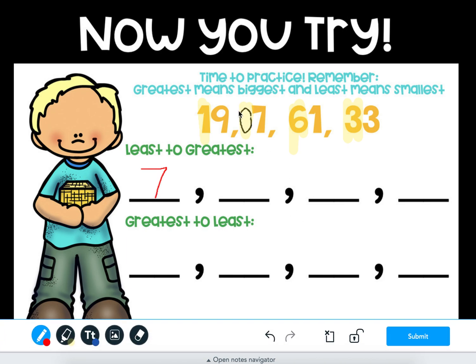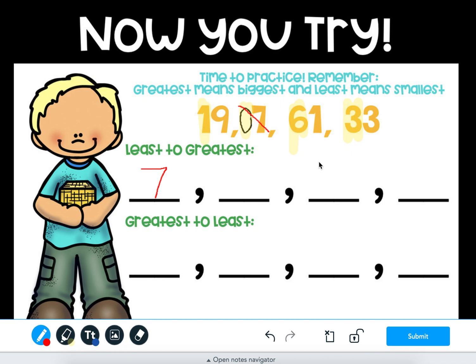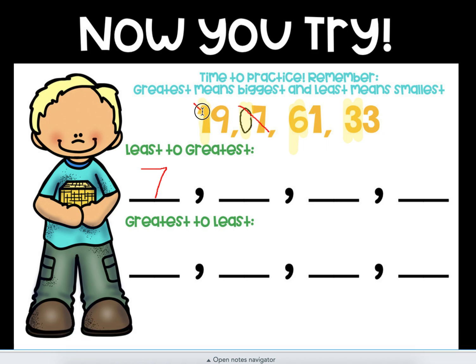I'm going to cross it out because I've already used it. Now, what's the next least number? Remember, I'm going from the smallest to the biggest. So now I have the numbers 19, 61, and 33. Which one is the smallest of the numbers that are left? If you said 19 is the smallest, you are correct. I'm going to write 19 because that's my next smallest number.